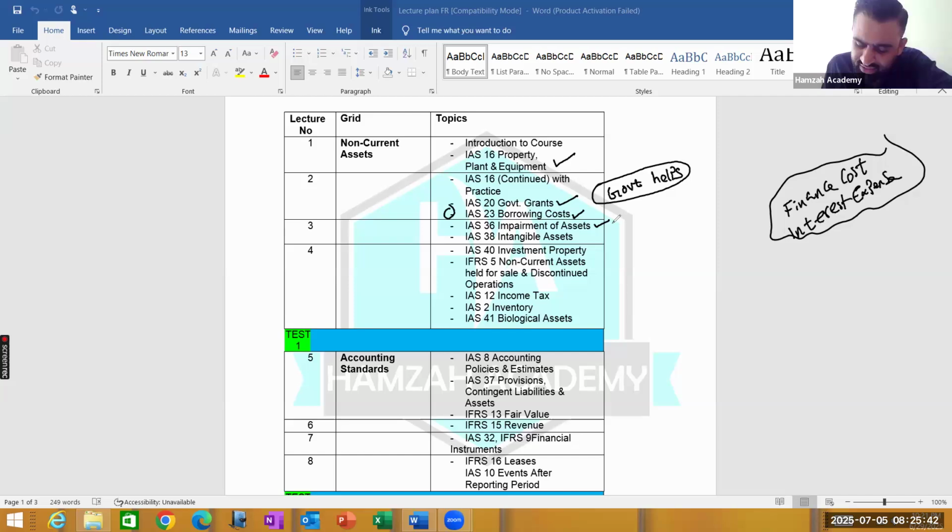Then the next part of the study will be IAS 38, intangible asset, intangible non-current asset. In IAS 38, we will be covering the accounting of non-current assets which do not have a physical existence or do not have a physical substance.